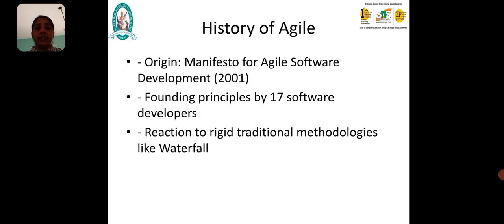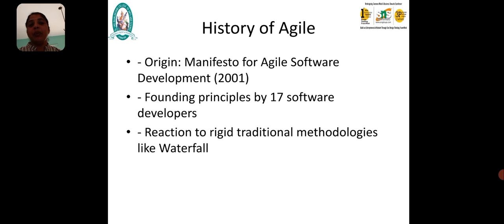the history of agile technology, that is the agile software process model. It was developed in the year 2001 by the manifesto, founding principles by 17 software developers. They were facing a lot of drawbacks in the previous models, the waterfall model, the incremental model, the iterative model and so on. They have to involve the customer in each and everything. So the replacement of the agile model with another model plays an important role.